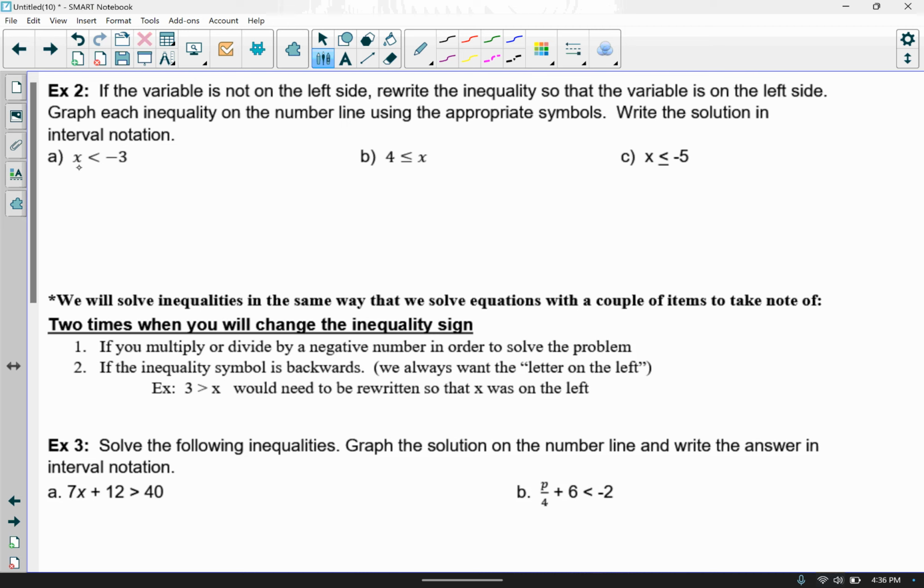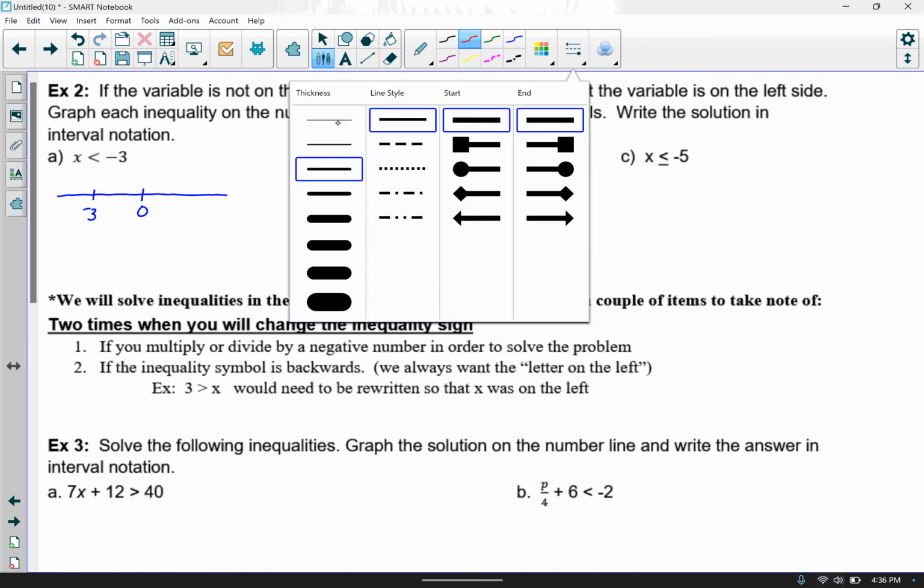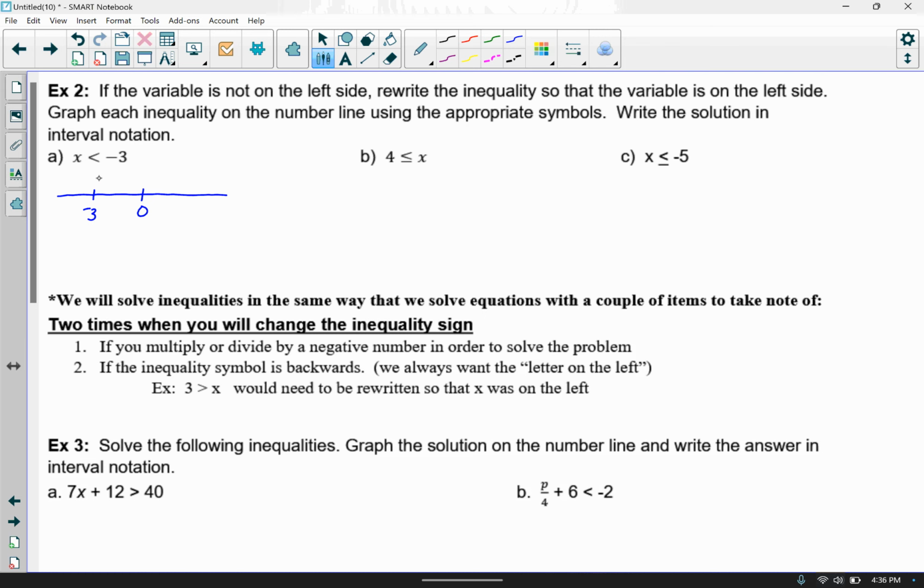In letter A here, I'm looking for x values less than -3. So my letter's already on the left, so I'm ready to go to my number line. What I normally do is I just put a 0 in the center, and -3 over here on the left. I'm going to use a parenthesis or a bracket. And then hopefully you agree here. I'm going to use a different color. I'm going to use a parenthesis since it's just less than. This inequality sign is pointing to the left, so I am shading to the left. And that is my final answer there in terms of my graphing.